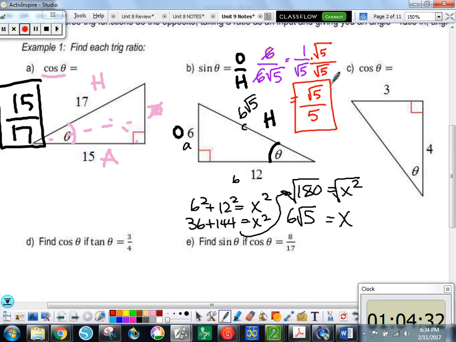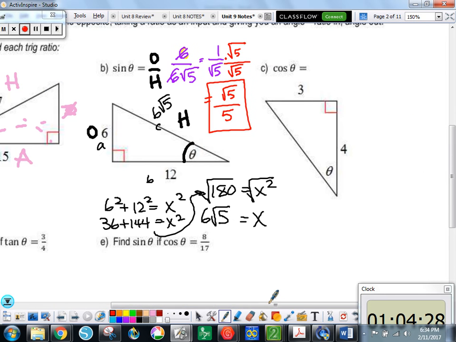So on your own, find the cosine ratio. Go ahead and pause it for just 1 second. No, pause it. Keep going. I need to watch the time. So on your own, try to find part C. I will give you 1 minute.